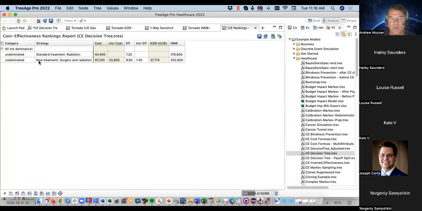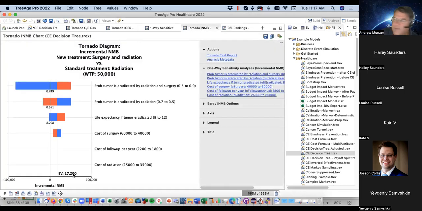Higher net benefits for treatment two. So when we look at the INMB, here's the 17.2 thousand, that's the base case. If we didn't have any uncertainty, this is all we would need. We would know that treatment two is better because it has a positive incremental net benefit. Now you start to see variation based on the uncertainty.